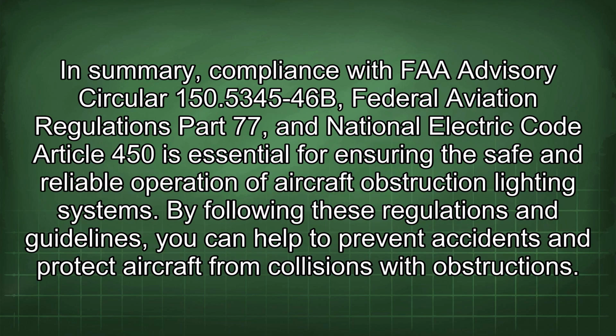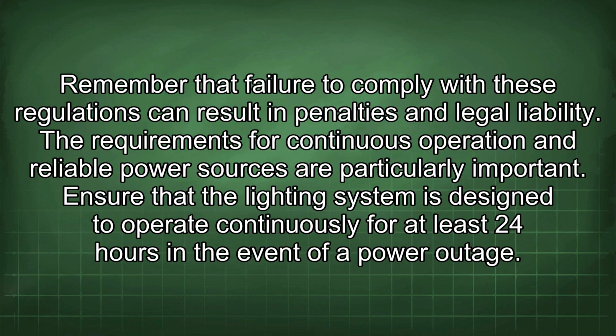In summary, compliance with FAA Advisory Circular 150.5345-46B, Federal Aviation Regulations Part 77, and National Electric Code Article 450 is essential for ensuring the safe and reliable operation of aircraft obstruction lighting systems. By following these regulations and guidelines, you can help to prevent accidents and protect aircraft from collisions with obstructions. Remember that failure to comply with these regulations can result in penalties and legal liability.